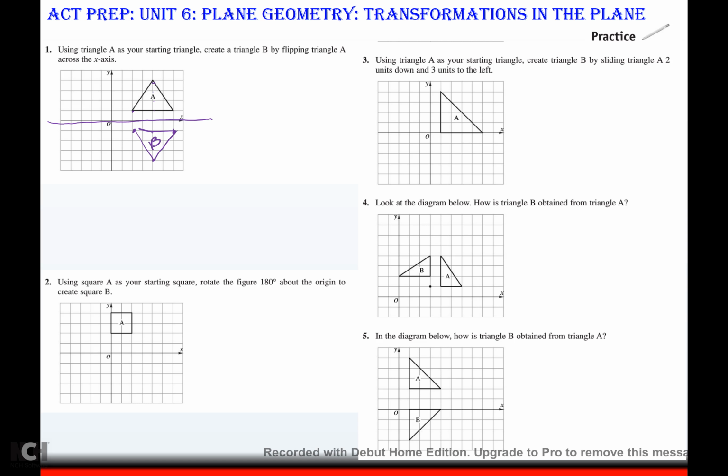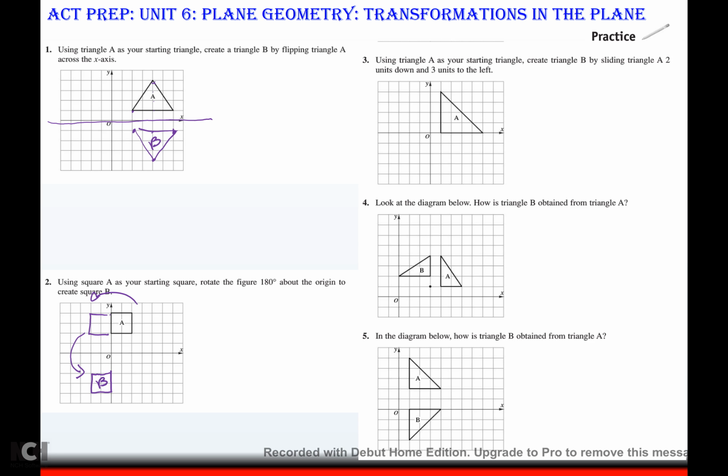And I would reflect it over. Number 2 says, using square A as your starting square, rotate the figure 180 degrees about the origin to create square B. Well, if I went 90 degrees, that would just flip it over. And then if I go 180 degrees, that would flip it down. So that would put it down here. So it's 2 units above, 2 units below. It would put it right here.